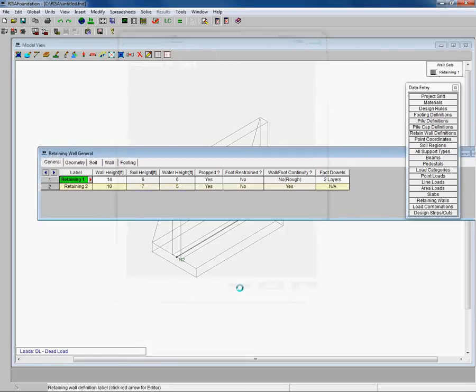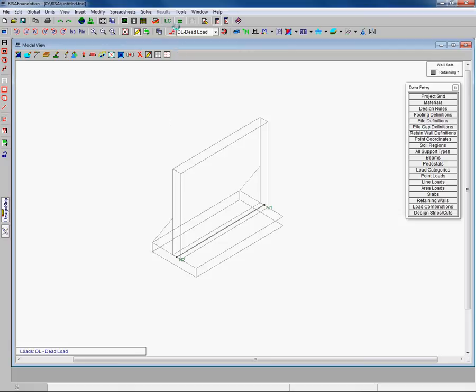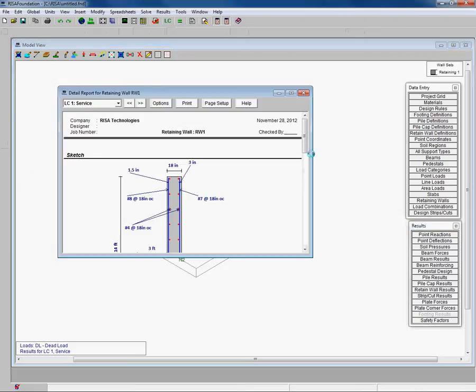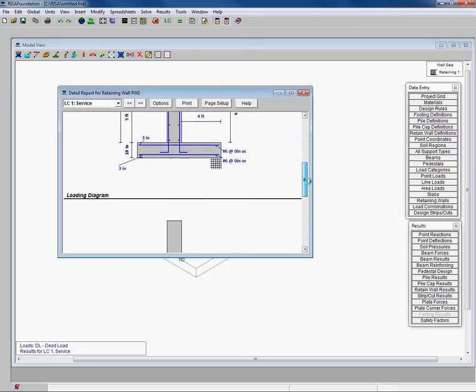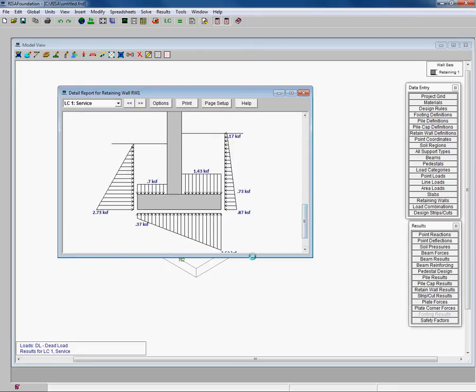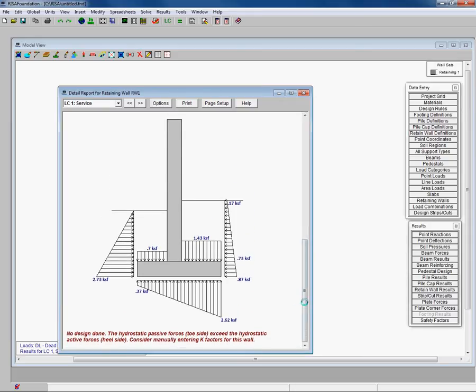When we look at the detail report this time, we get a message at the bottom, and we actually don't get a design for our wall. So it says that the hydrostatic passive forces on the toe exceed the hydrostatic active forces on the heel. And that is a poor assumption, or it's a system that doesn't really work.